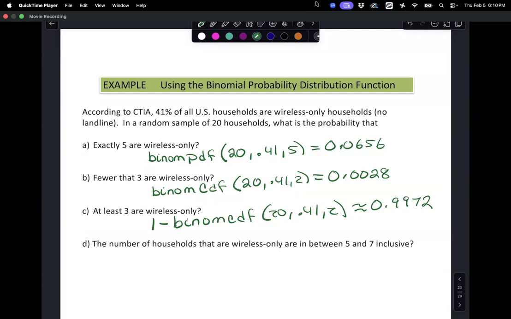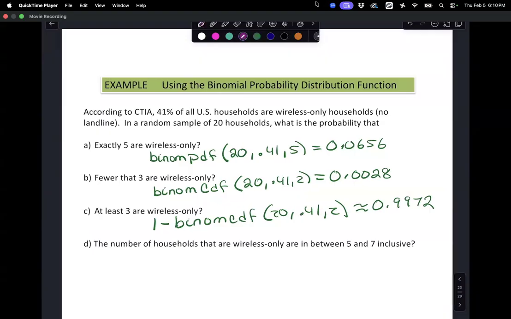I'm gonna once again put the numbers down. I'm gonna write them out. So 0, 1, 2, 3, 4, 5, 6, 7. I'm gonna go to 10. I'm looking for between 5 and 7 inclusive. That means 5 and 7 are included in it. So I want this number of successes.